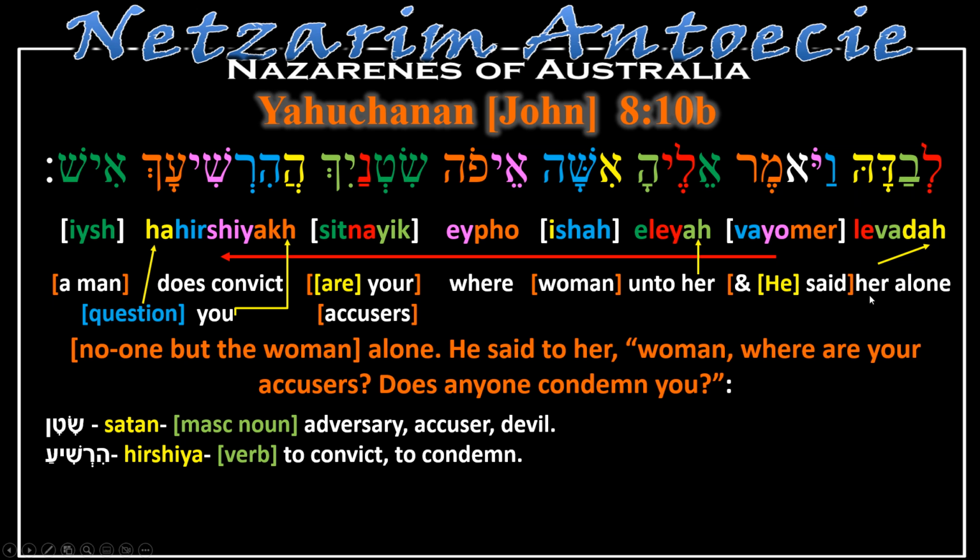Levada, her alone. So the hey at the end is a pronoun, meaning her alone. And then we have levad, which means alone, by oneself. Vayomer, and he said, eleha, unto her, the hey again is her, isha, woman, ayo, which can mean where.